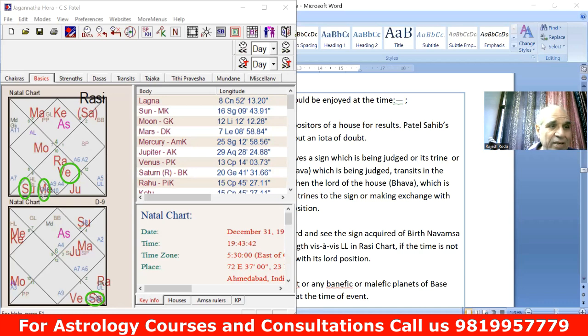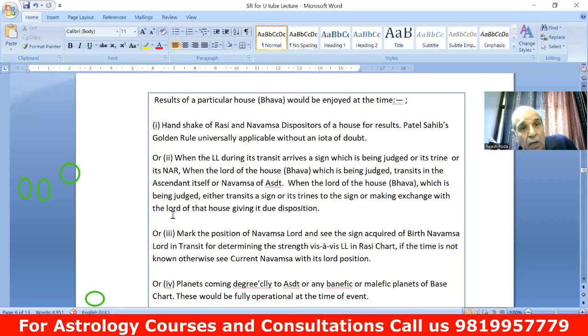I hope this is clear about the Navamsha and Rashi dispositor. Rule 1: the golden handshake of the Rashi and Navamsha dispositor of a house for results. It is Patel Sahib's golden rule, universally applicable without an iota of doubt. You can take a screenshot. There are 10 rules I'll show you.